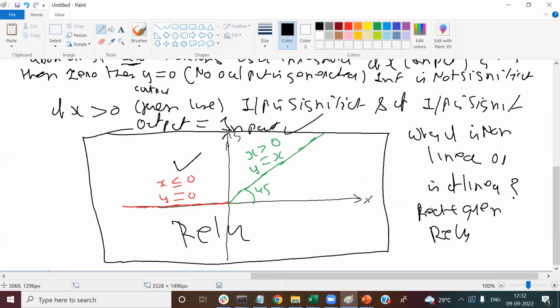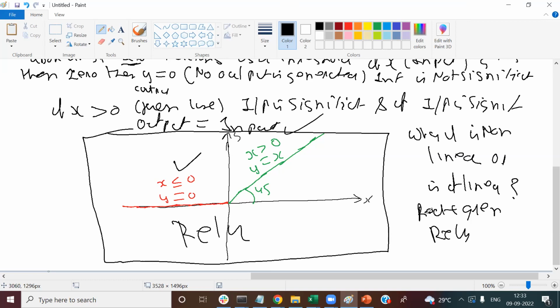Till the time x is not greater than 0, whether it is minus 1 million or minus 1000 or minus 1, output is 0. As soon as it crosses 0, your y becomes equal to x. It means slope has changed. And since the slopes are changing and it is not fixed during the entire function, it means it's a non-linear function. Is the point getting clear to everyone?